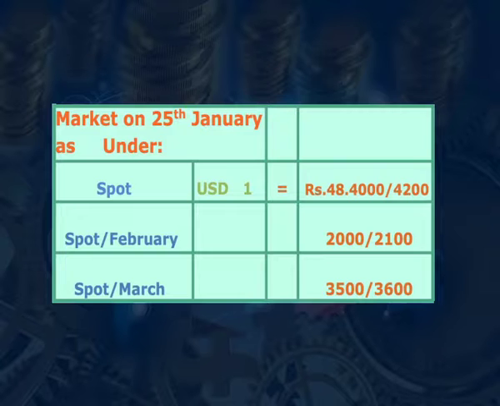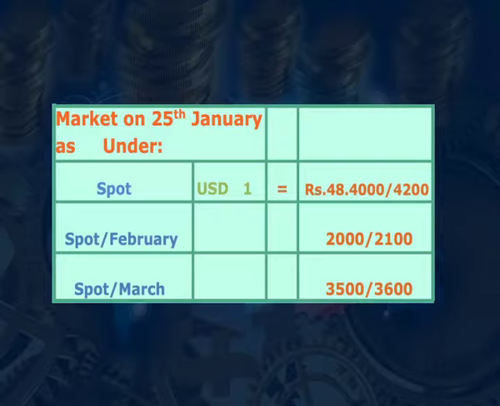Spot or March respectively. Spot or February rate is valid for delivery in February. Spot or March rate is valid for delivery in March. Third, the margin is expressed in points, that is 0.0001 of the currency. Therefore, the forward margin for February is 20 paisa and 21 paise.